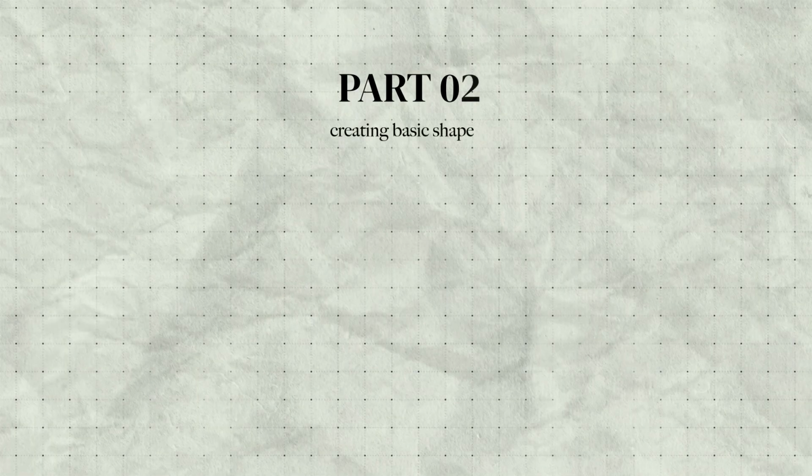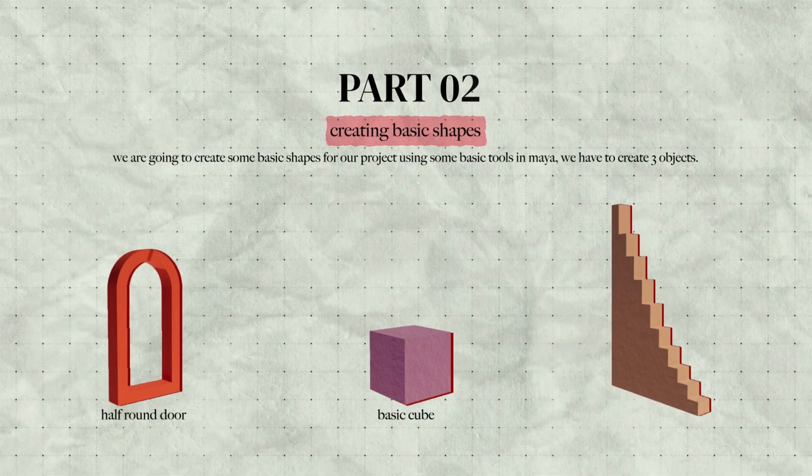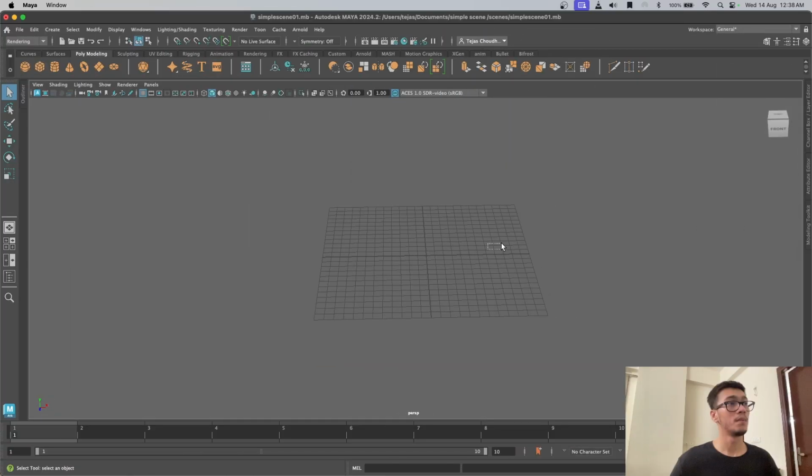In part 2, we will create our basic shapes by using some of the very basic modeling tools. I guess you know some basic layout movements. Okay, hold Alt and left click. You can move around in your workspace and you can pan around if you hold Alt plus middle mouse button. These are some basic movements you need to learn if you want to get better in using Maya.